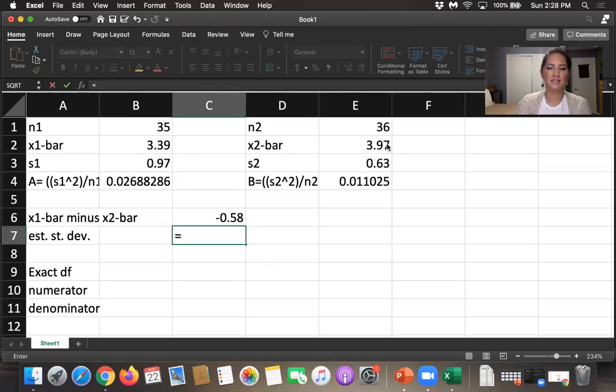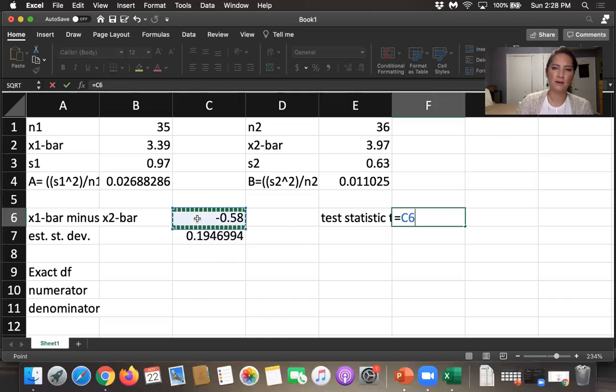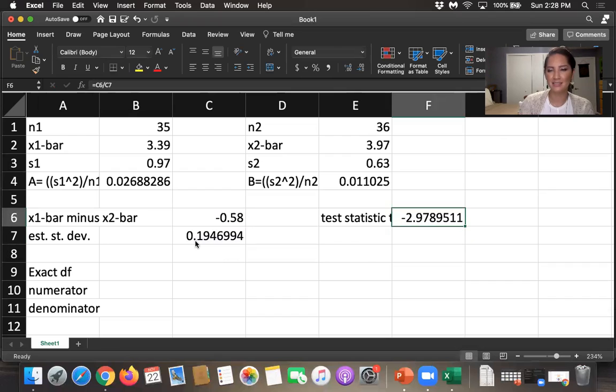For the estimate of the standard deviation, that's in the denominator. You're going to take the square root of A plus B. And then our test statistic T is given by X sub 1 bar minus X sub 2 bar minus 0. That is the assumed value of mu sub 1 minus mu sub 2 in the null hypothesis. And we divide by the estimated standard deviation. So that's the same test statistic T that I got on my slides.